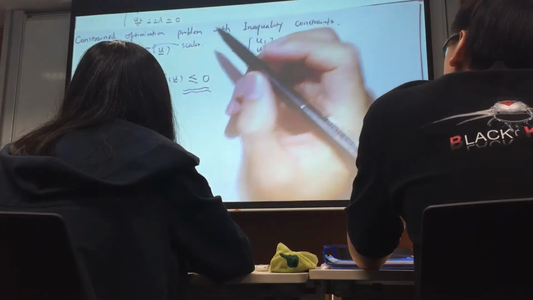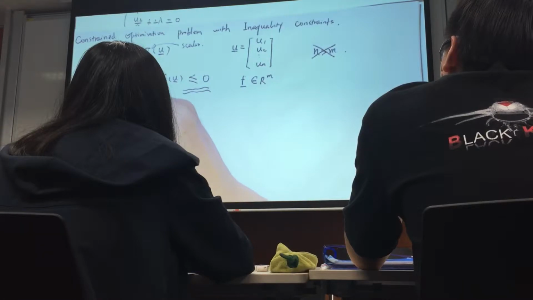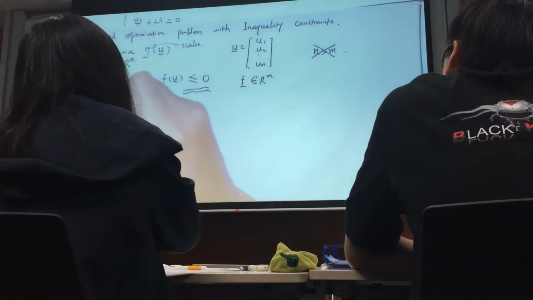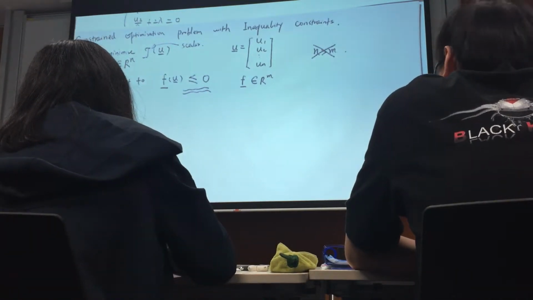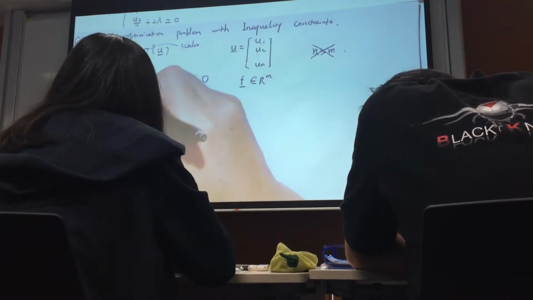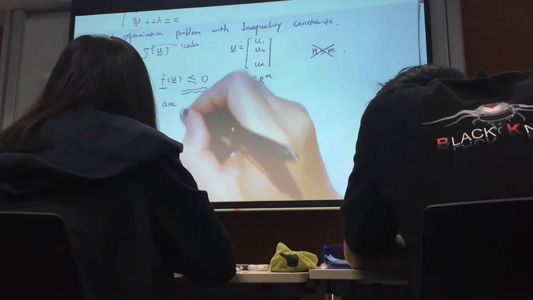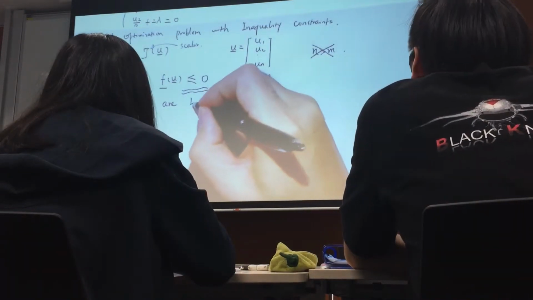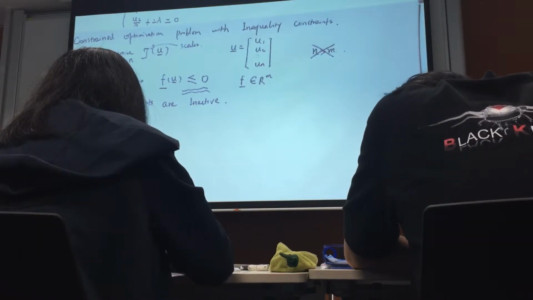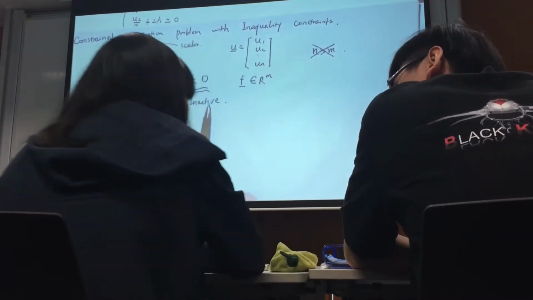So if we further look into the problem, we know the problem can be divided into 2 scenarios, 2 cases. The first case, the first situation, is the constraints are not active, are inactive. The constraints are inactive. So what's the meaning of the constraints being inactive?